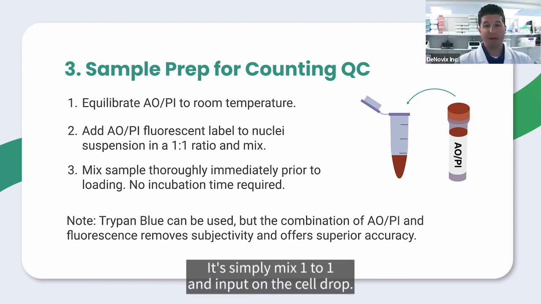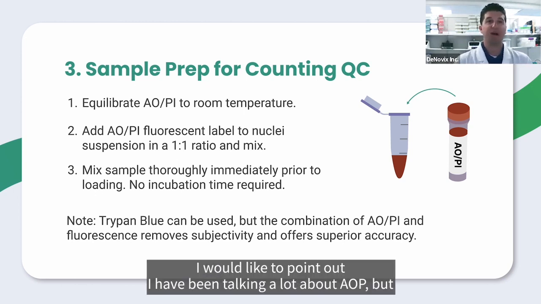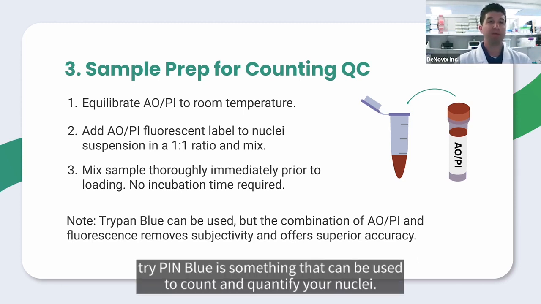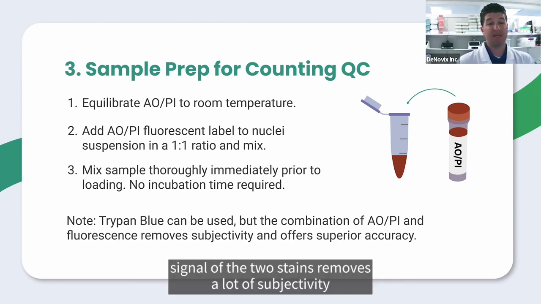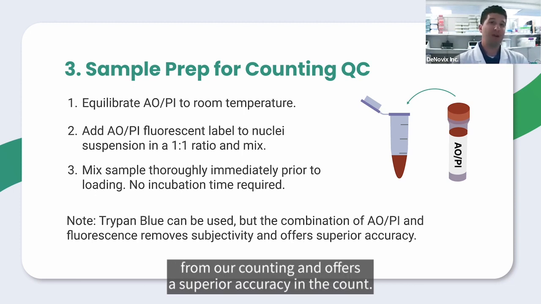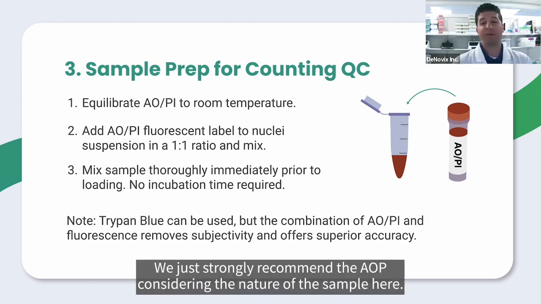It's simply mix 1-to-1 and input on the Celldrop. There's no wait time needed. I would like to point out, I have been talking a lot about AOPI, but trypan blue is something that can be used to count and quantify your nuclei. But the combination of AOPI and the fluorescent signal of the two stains removes a lot of subjectivity from our counting and offers a superior accuracy in the count. So trypan blue does work. We just strongly recommend the AOPI considering the nature of the sample here.